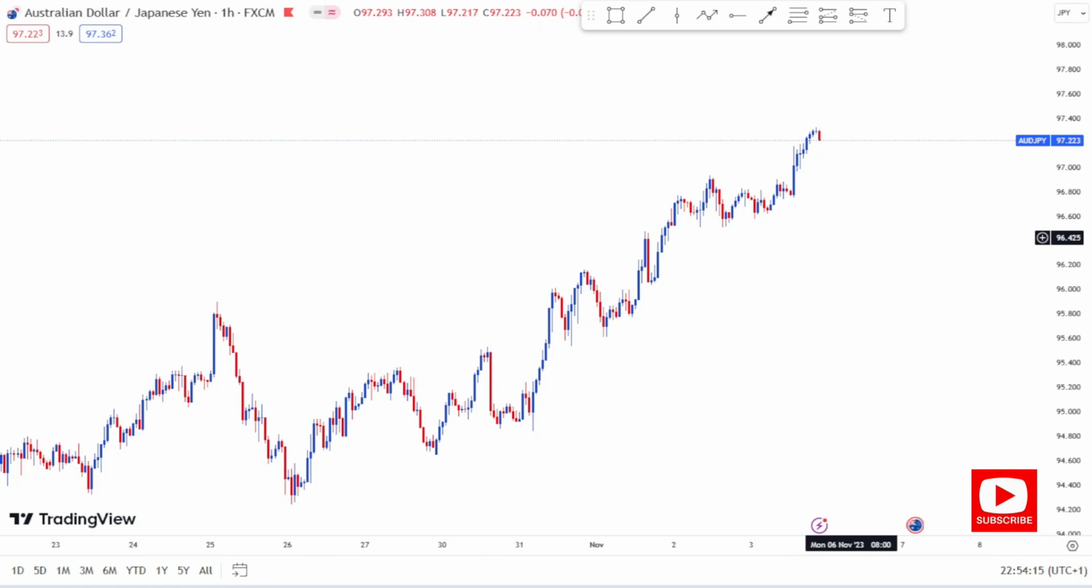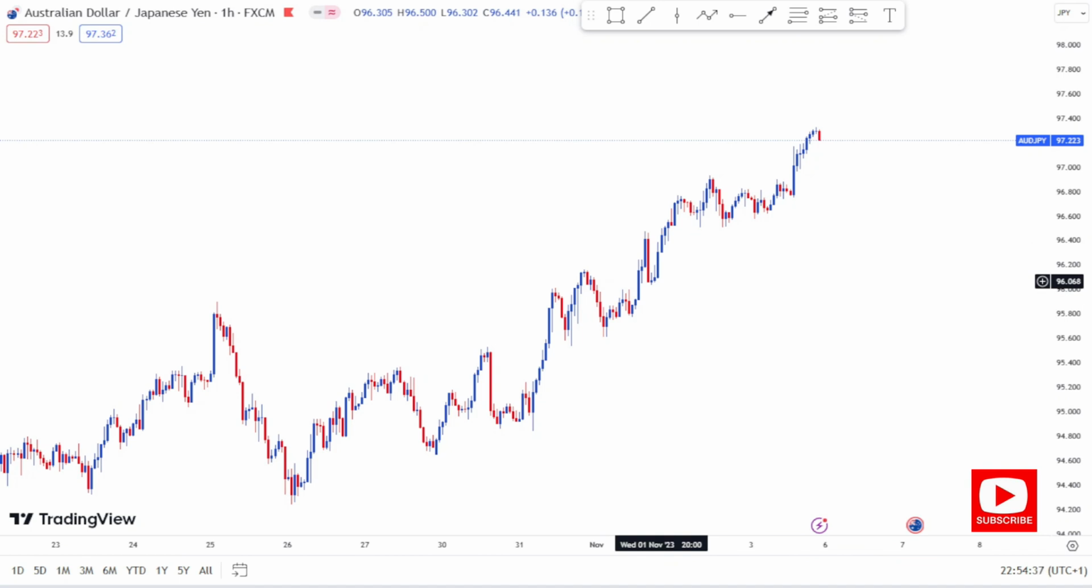So here we are on the AUD Japanese yen on the 1 hour time frame. This strategy works more on higher time frames. So when backtesting and testing this strategy, make sure you use the higher time frame, which is 1 hour and above. Before we dive into the concepts, we are going to be adding two indicators to our chart which form our strategy.